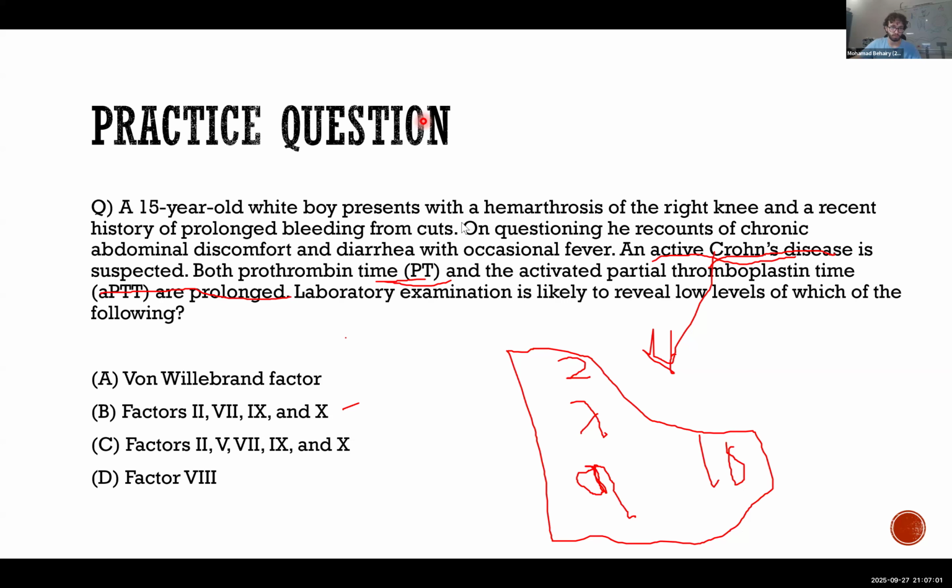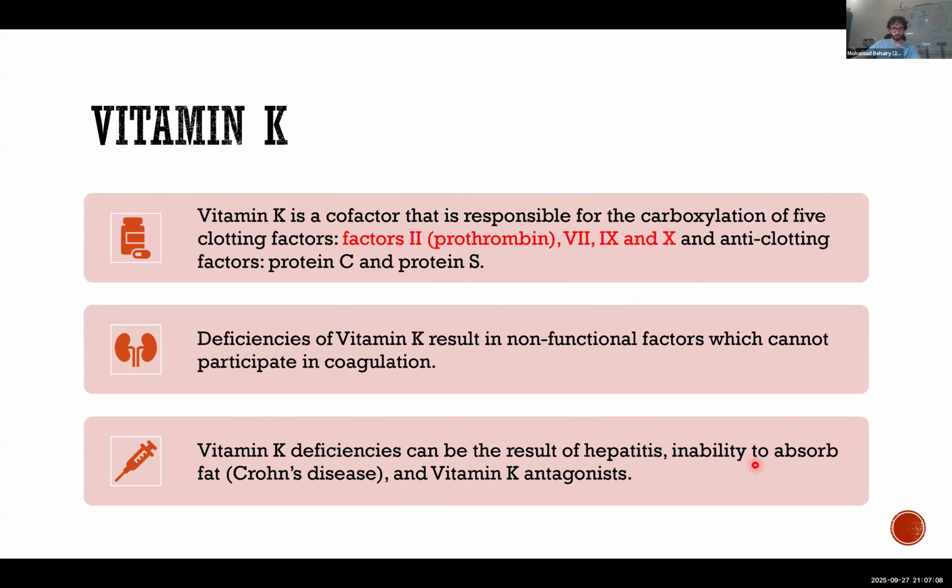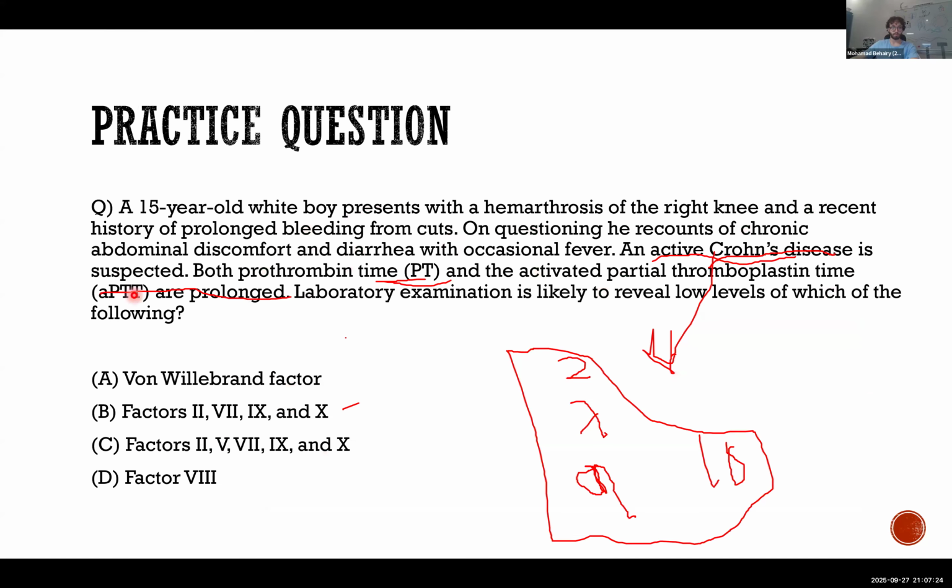It is probably related. But in this question, Crohn's disease, as we said, it's the disease where you're unable to absorb fat. The reason why this is bad is because vitamin K is stored in fat. If you can't absorb fat, you can't really have the vitamin K. If you don't have vitamin K, you're going to have problems in factor 2, 7, 9, 10. Well, because we have abnormal APTT and PT, which are the common pathway, factor 5 will not be affected.